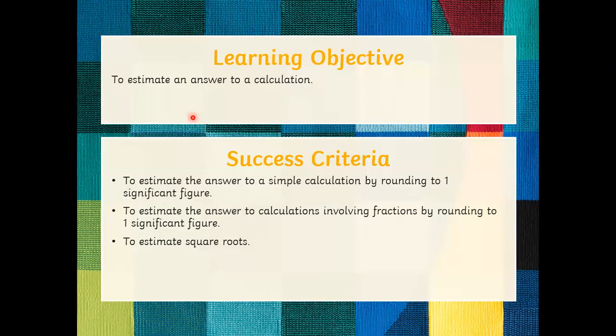So the learning objective is to estimate an answer to a calculation. Success criteria: to estimate the answer to a simple calculation by rounding to one significant figure, to estimate the answer to calculations involving fractions by rounding to one significant figure, and to estimate square roots.